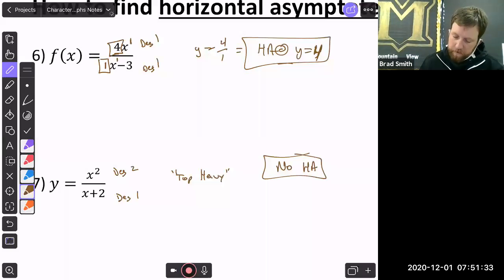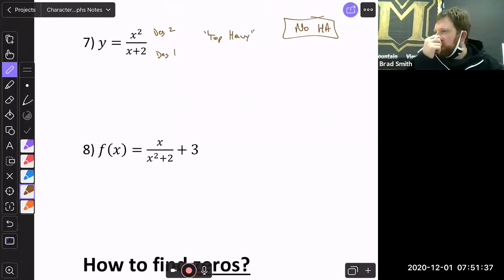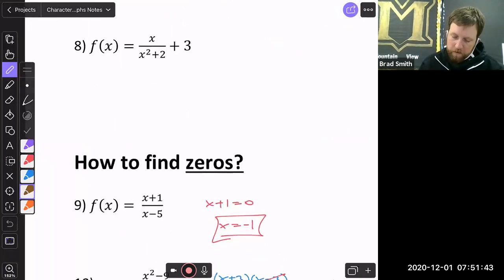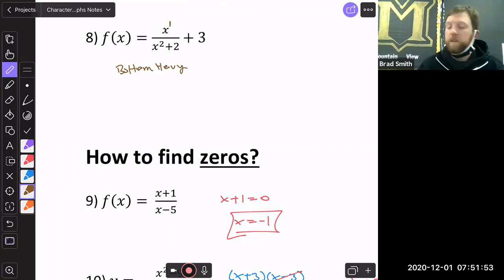All right, throw this up higher. And the last one I threw in here, number 8. I deleted number. Yeah, cool. So just so you can see this, this one's got a degree of 1. This one's got a degree of 2. So this is bottom heavy. Right? So if it's bottom heavy, it's always y equals 0.